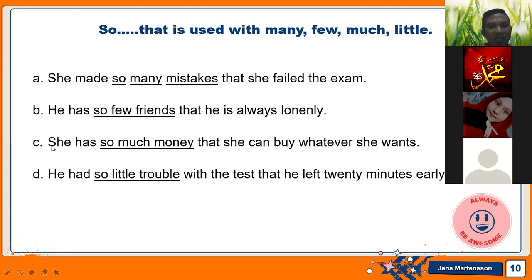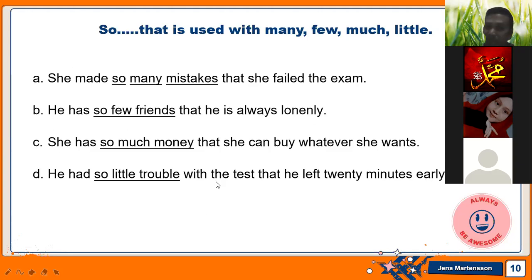Number C, she has so much money. Money, plural of money is money, not monies. She has so much money that she can buy whatever she wants. So, and then connected with much and connected with noun. D, he had so little trouble. Trouble, the plural of trouble is trouble, not troubles. So little trouble with the test that he left 20 minutes early.